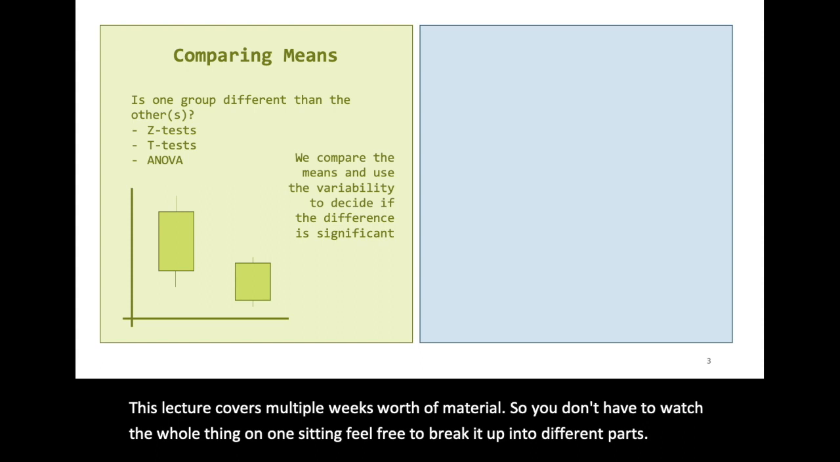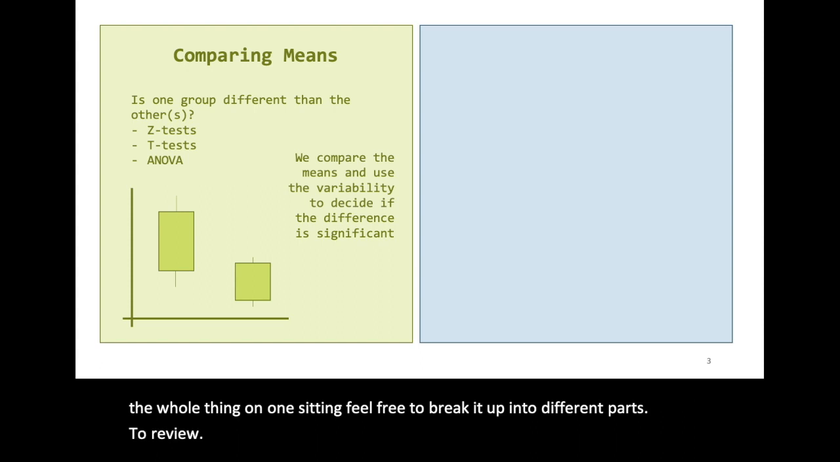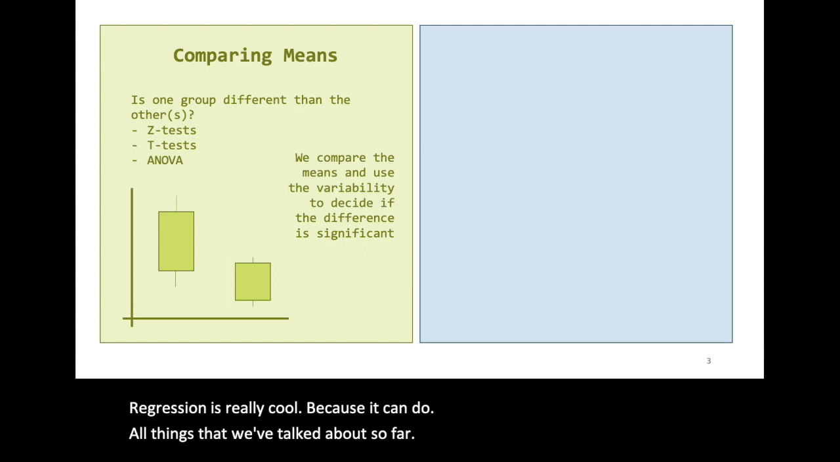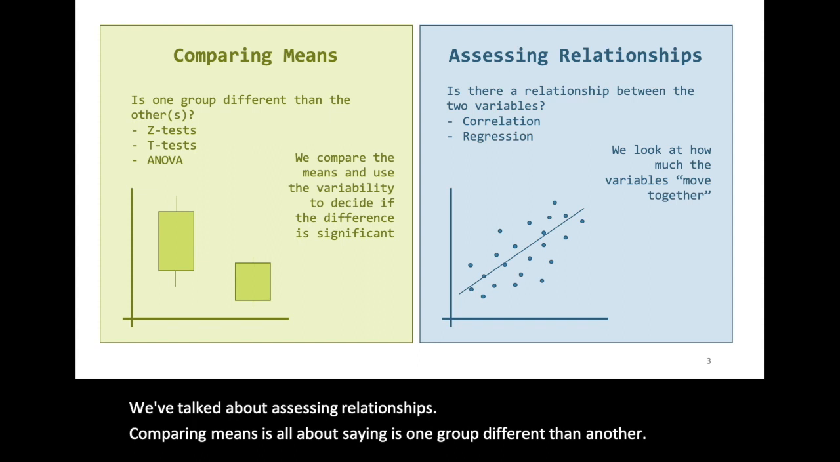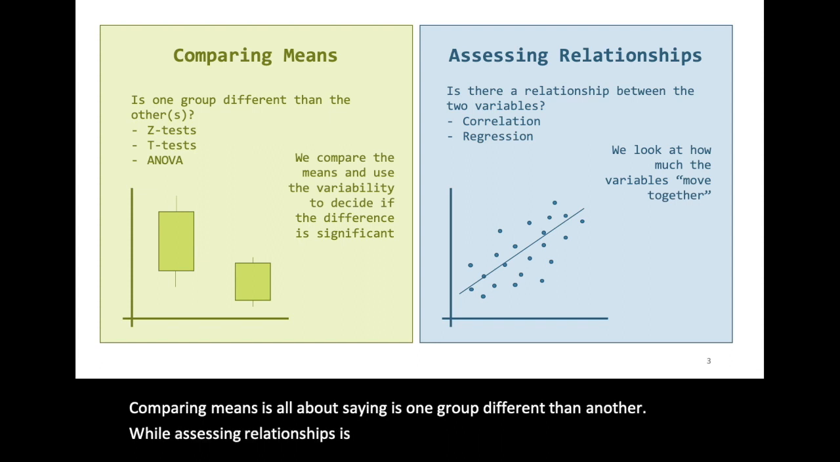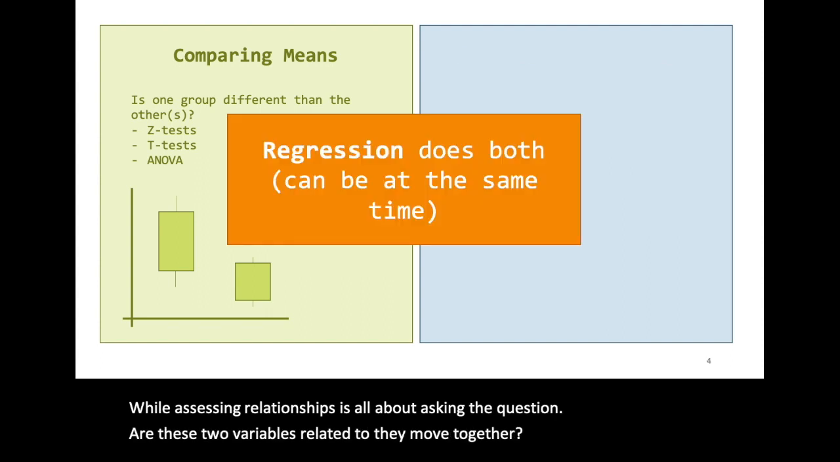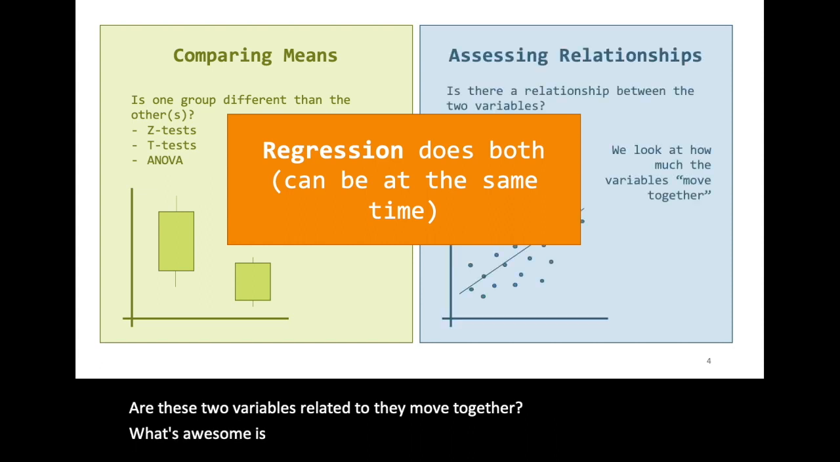To review, regression is really cool because it can do both things that we've talked about so far. We've talked about comparing means. We've talked about assessing relationships. Comparing means is all about saying, is one group different than another? While assessing relationships is all about asking the question, are these two variables related? Do they move together? What's awesome is regression can do both at the same time.